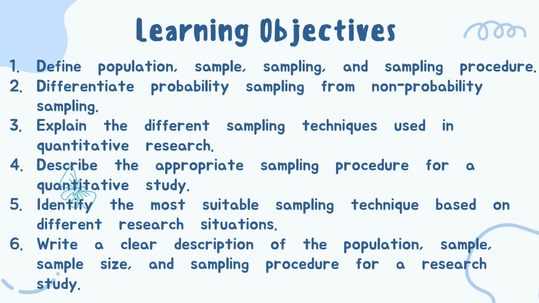And most importantly, you should be able to look at an actual research situation and say, which sampling technique should I use? Finally, you should be able to write a proper description of your population, sample size, and sampling procedure in your research paper. Alright, so looking at these objectives, what do you think is the main question we are trying to answer? That is, how do we choose our respondents? Who will participate? How many will participate? And how will we choose them?